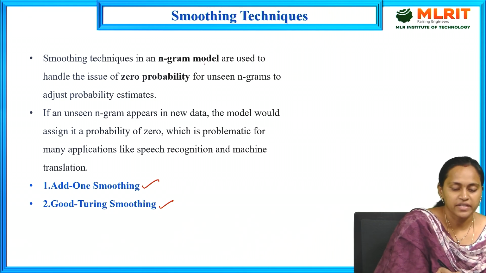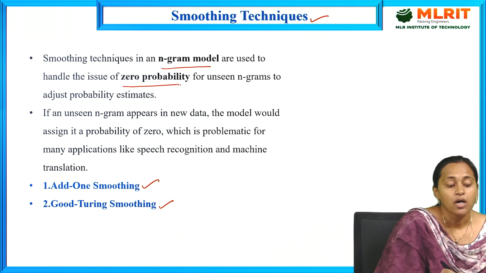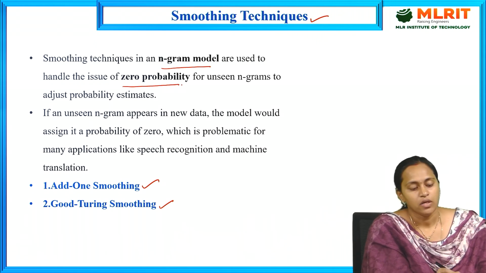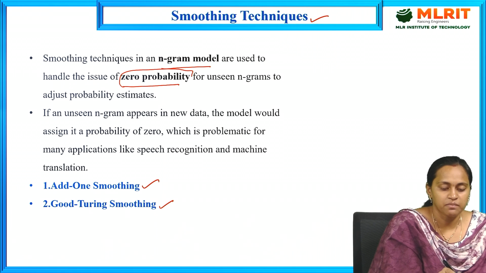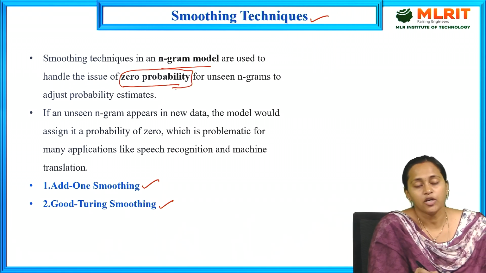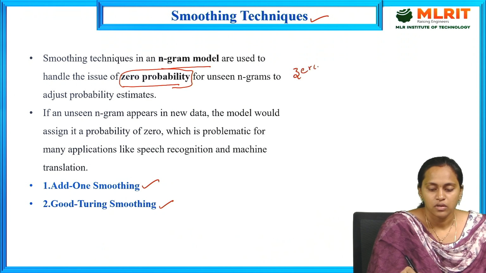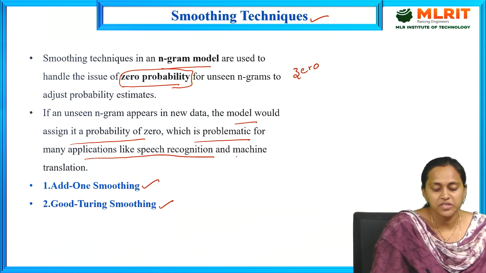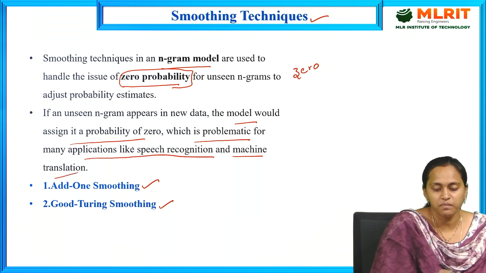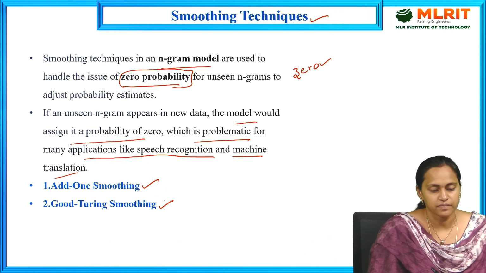In smoothing techniques, n-gram models are used to solve the problem of zero probability. Sometimes the word does not appear in the database, so automatically the training model will show 0. So the model will assign 0, which is problematic for many applications like speech recognition and machine translation. To overcome this problem, we are using add-one smoothing and Good-Turing smoothing.